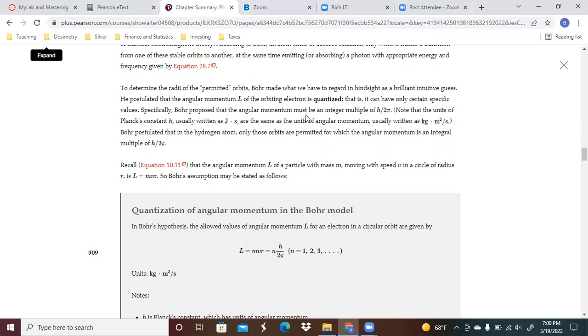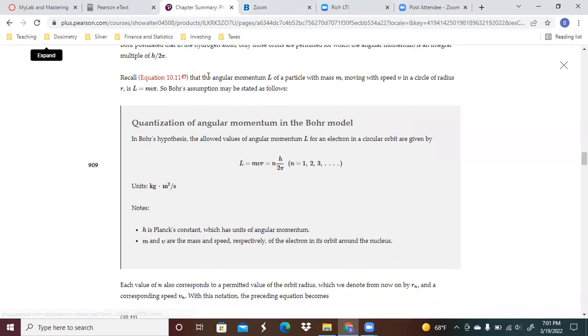Specifically, Bohr proposed that the angular momentum must be an integer multiple of Planck's constant divided by 2π. Note that the units of Planck's constant h, usually written as joules seconds, are the same units of angular momentum, usually written like this. Bohr postulated that in the hydrogen atom, only those orbits are permitted for which angular momentum is an integer multiple of this. Angular momentum of a particle of mass m moving at speed v in a circle of radius r is going to be this. You can go back to chapter 10. So Bohr's assumption looks like this.